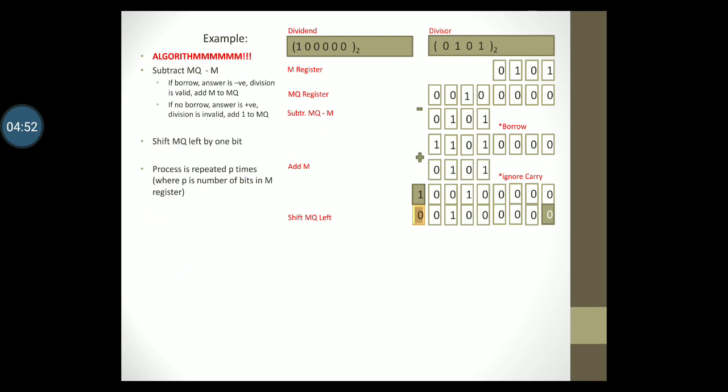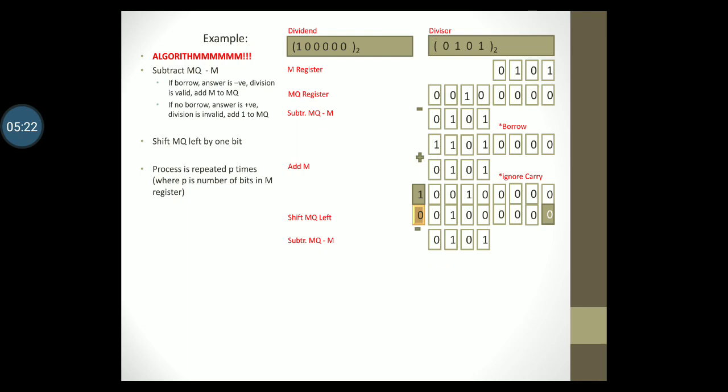This process is repeated p times, where p is the number of bits in the M register. Let us recall that the M register contains the number 0101, that is basically 4 bits. So we need to repeat this entire process another 3 times. So let us start repeating the process. Start from subtract MQ minus M.